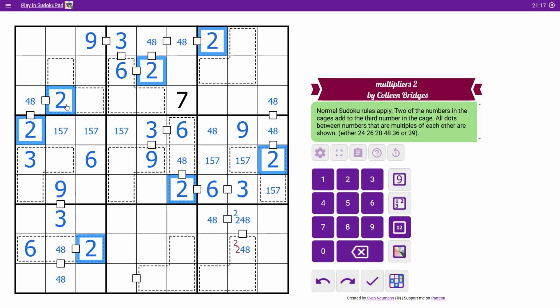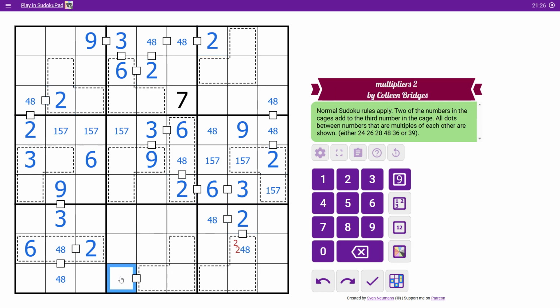How the 2s going? Surely we can get some more of those now. That one's a 2. And we've got all but this one in this box. Can't be there, can't be there, can't be there, can't be there. It's got to be there. Get rid of those. That now has to be a 4 or an 8.